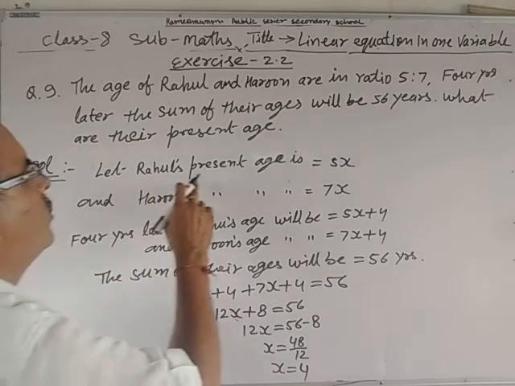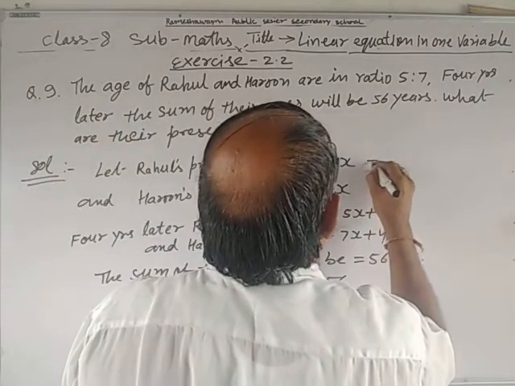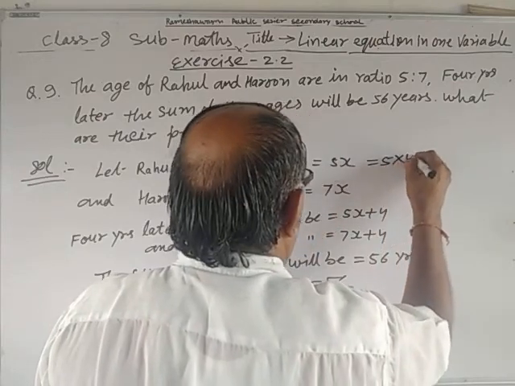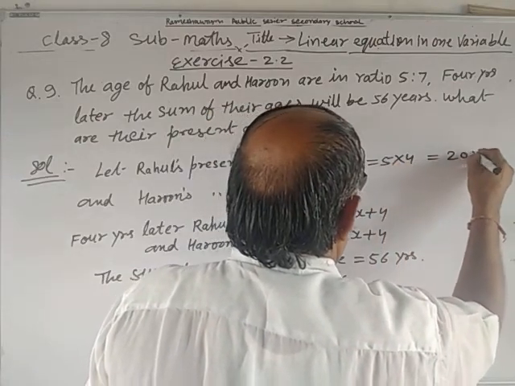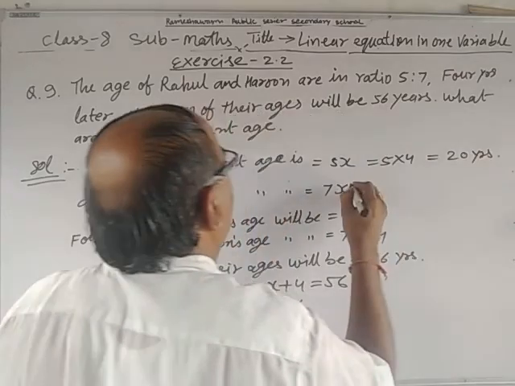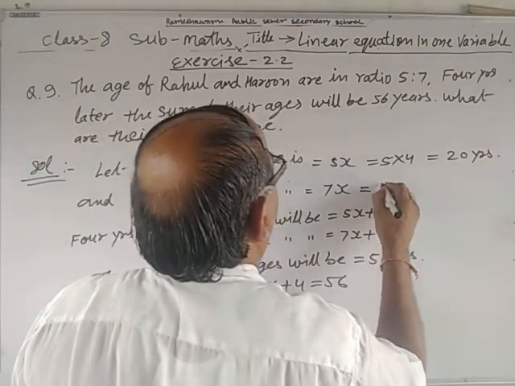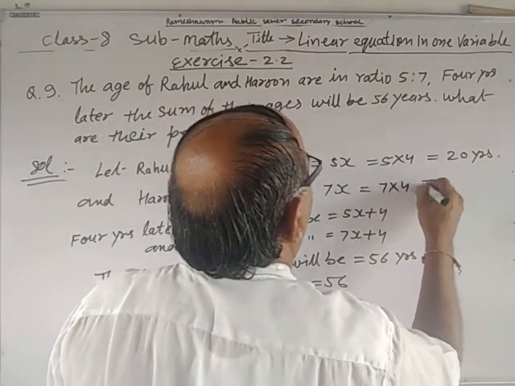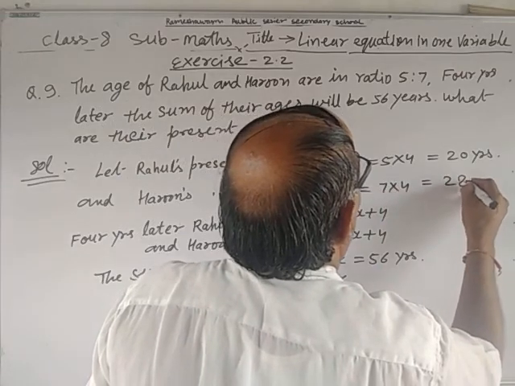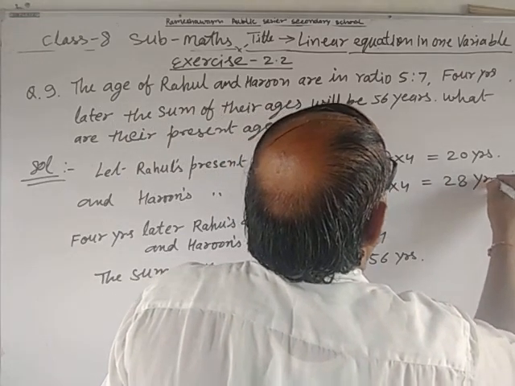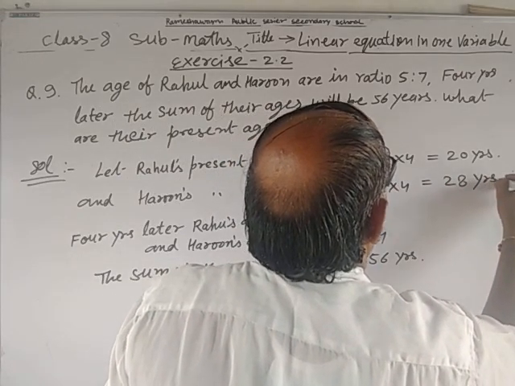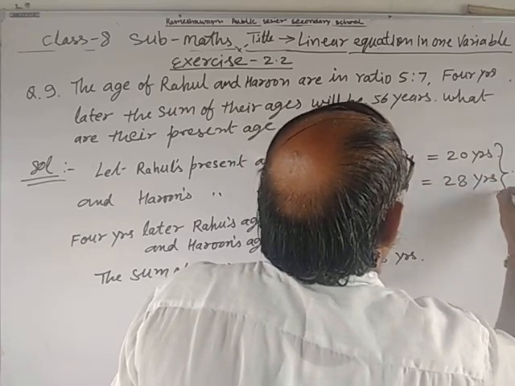Rahul's present age is 5 times 4 equals 20 years, and the age of Arun is 7 times 4 equals 28 years. Answer.